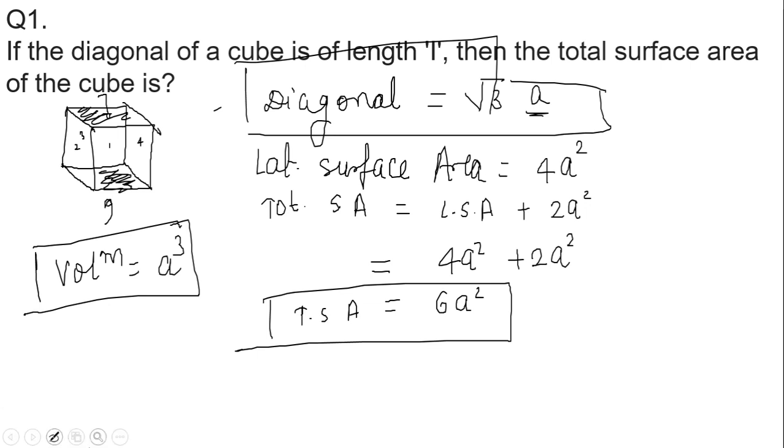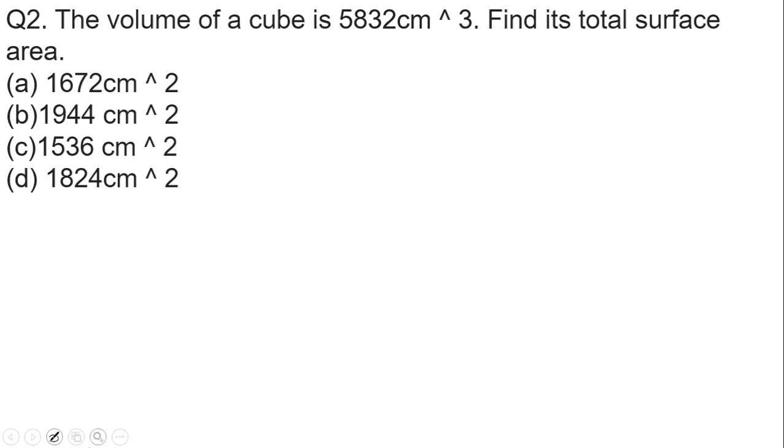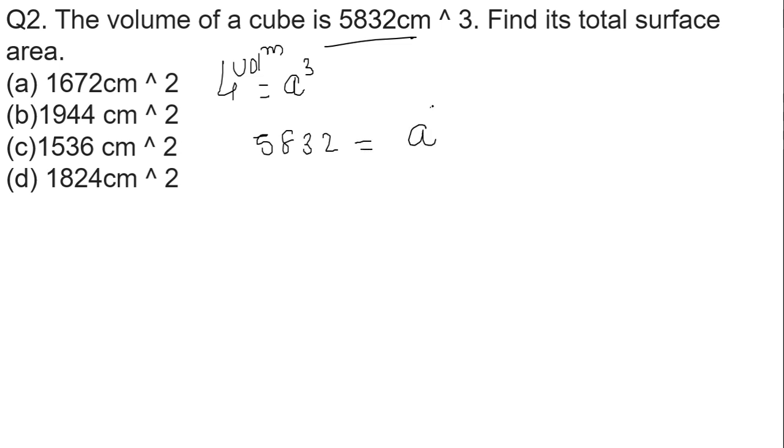Moving on to the next question now. The volume of the cube is given, that is equal to 5832 centimeter cube. What is the total surface area is the question that they have asked us. Now we know the volume of cube is equal to a cube. So what they have given is volume, that is 5832 centimeter cube is equal to a cube. Can I write like this?